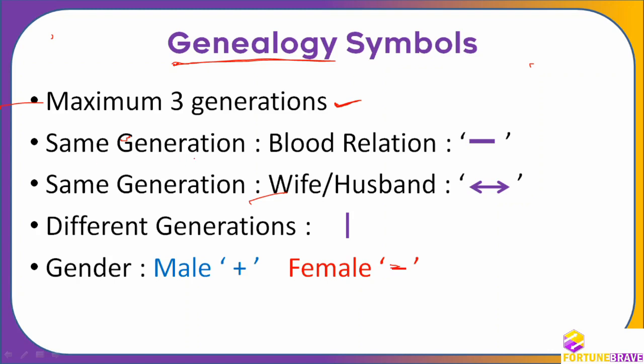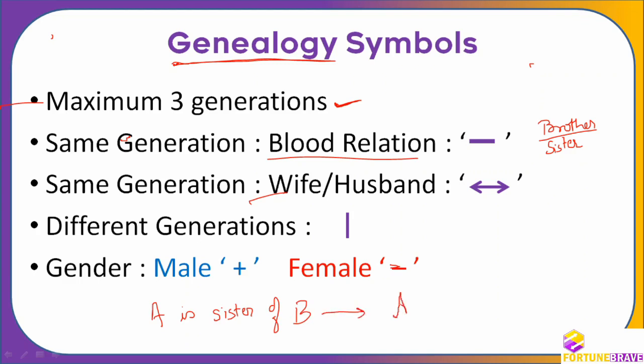If it is the same generation and a blood relation, it can be brother or sister. If I want to denote brother or sister, I'll denote it with a horizontal line. For example, A is sister of B. To solve the questions, I am going to draw it A dash B. Is that understood? So this is the symbol, A dash B.